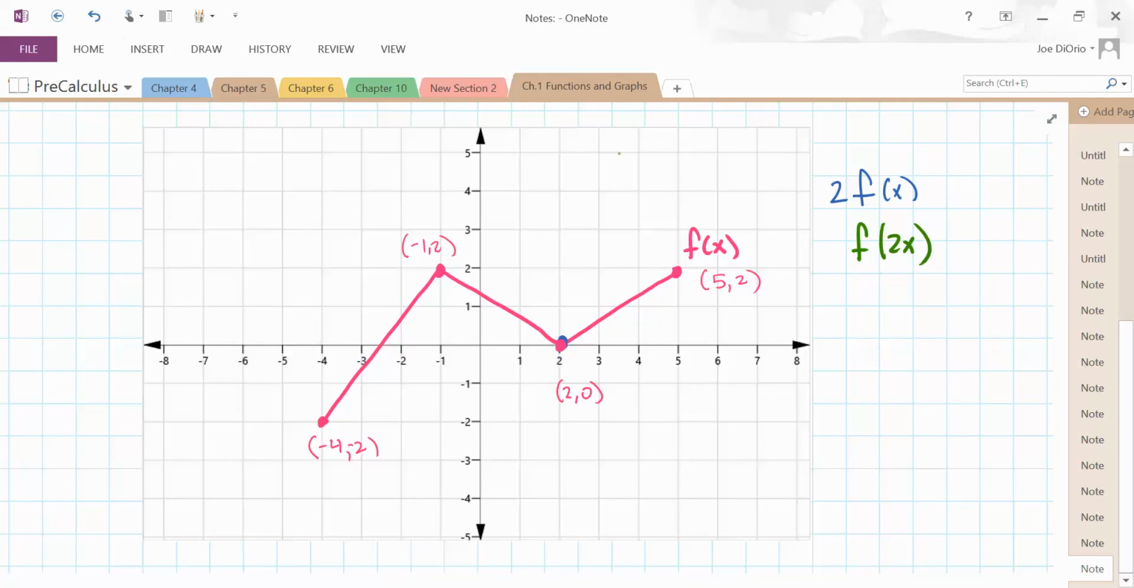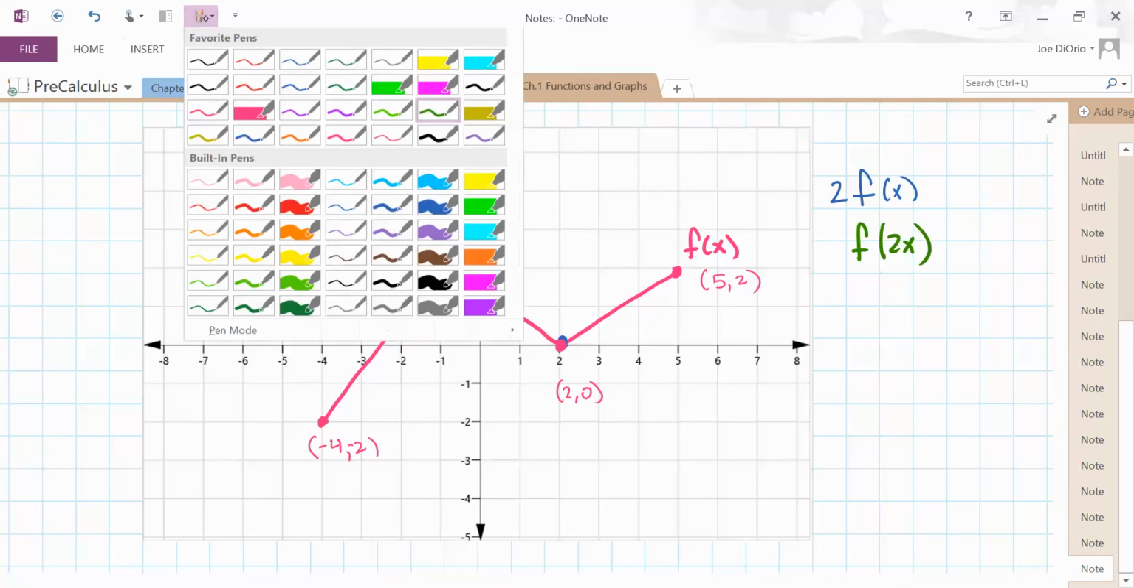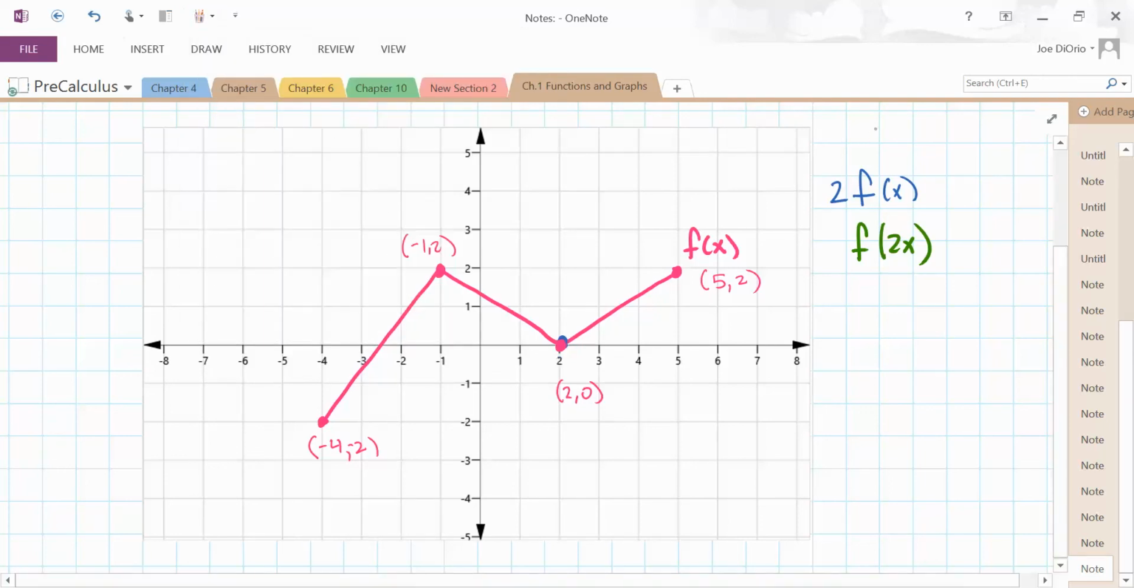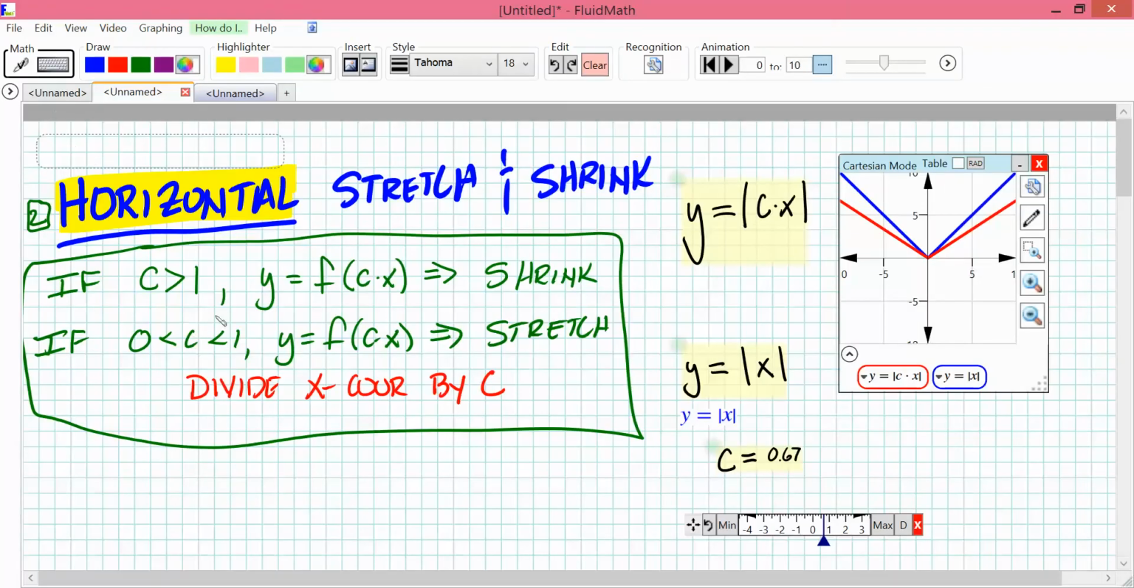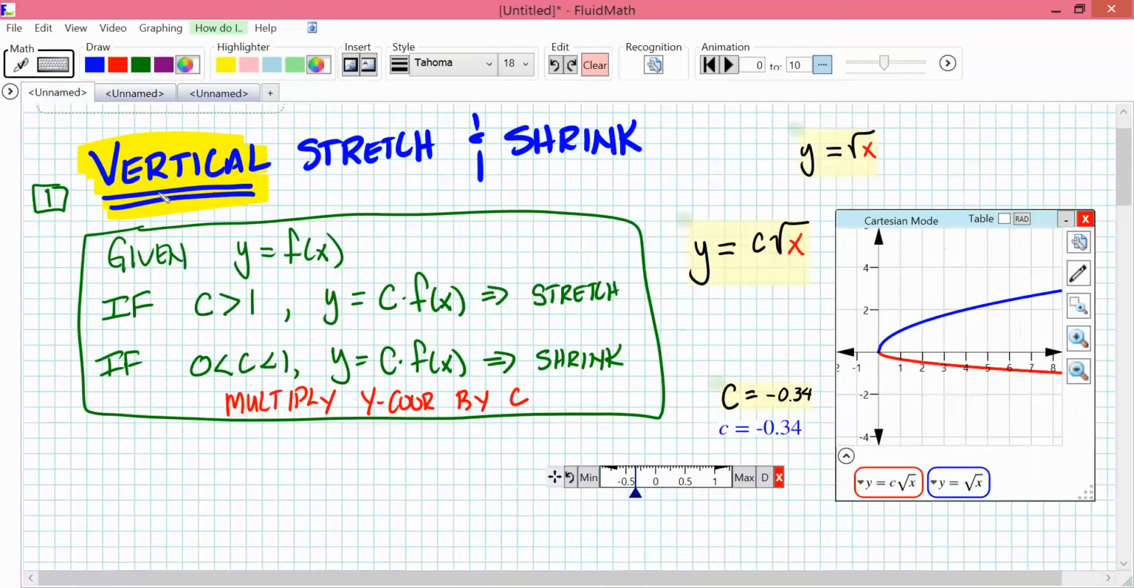The blue graph is going to be 2 times the function. The green graph is going to be f of 2x. Do you see the difference? Okay. So this one, my blue function here, because the 2's on the outside there, is that going to be a horizontal stretch or a vertical stretch or shrink? Yeah, okay, so go back to your notes, right? If you didn't know, this is going to be a vertical stretch because the c value is what in this case? It's a value of 2.